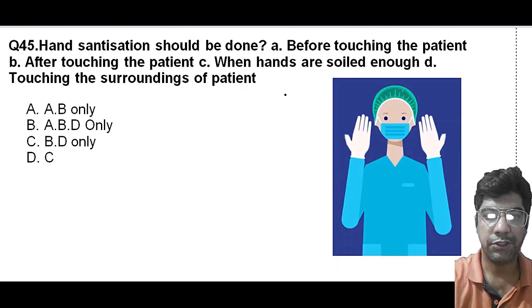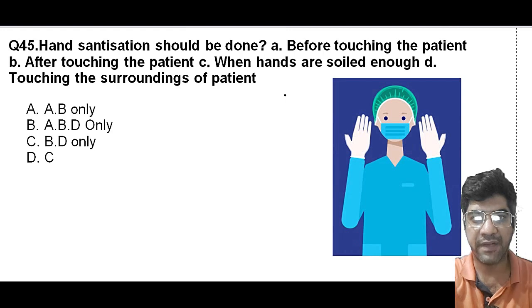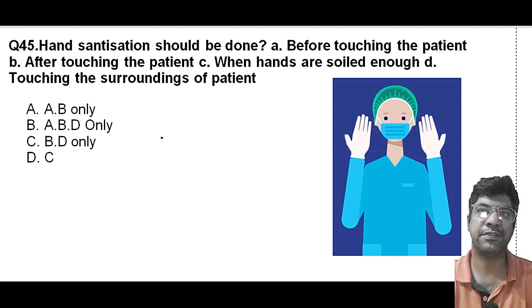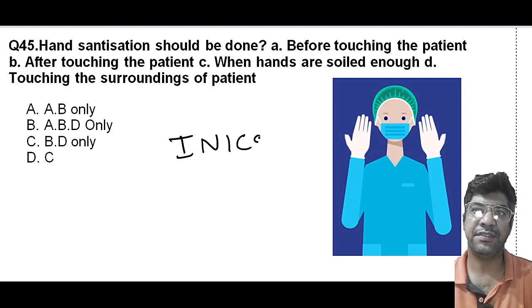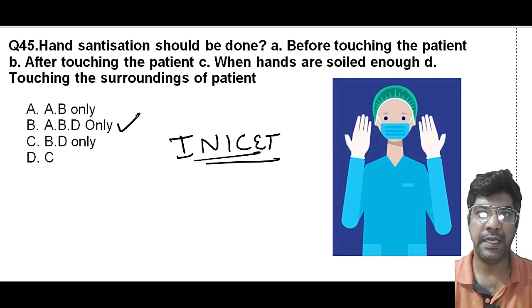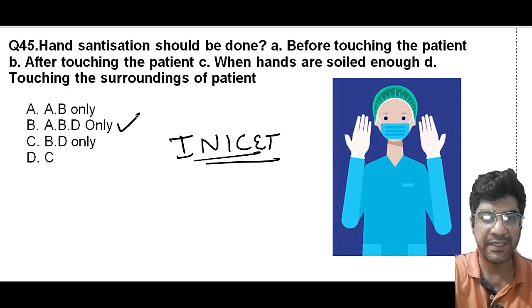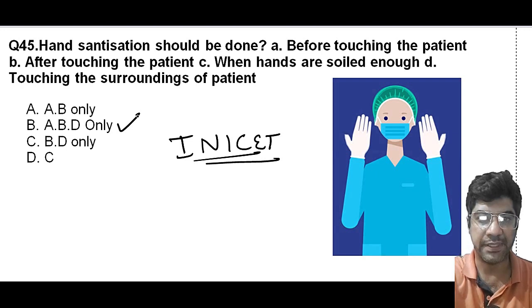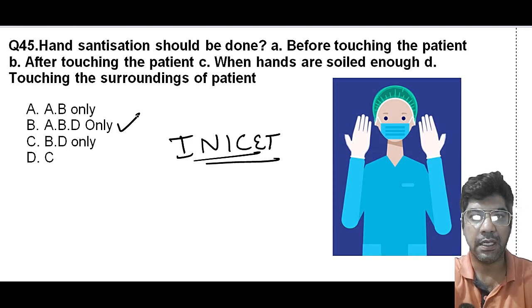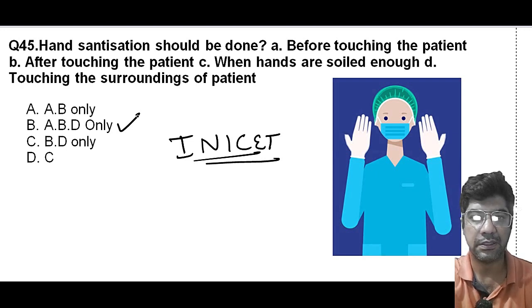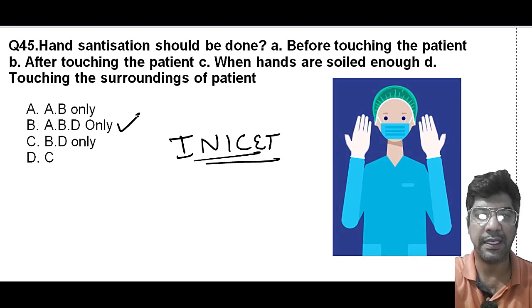Hand sanitization should be done before touching the patient, after touching the patient, when hands are soiled, and after touching the surroundings of the patient. This question was asked in one of your INICET exams. So the answer is options A, B, D: before touching the patient, after touching the patient, and after touching the surroundings of the patient. These are the critical points at which hand hygiene should be undertaken to prevent the spread of infection as per the WHO guidelines.